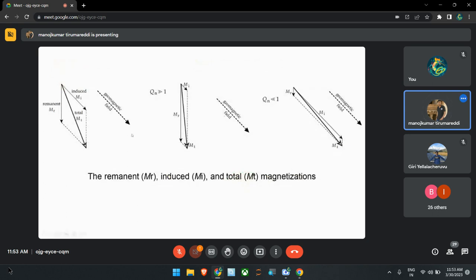Then remnant. If remnant is not present, we will get the secondary field lines with respect to this line. If remnant is present, then we will get the secondary field line differently.